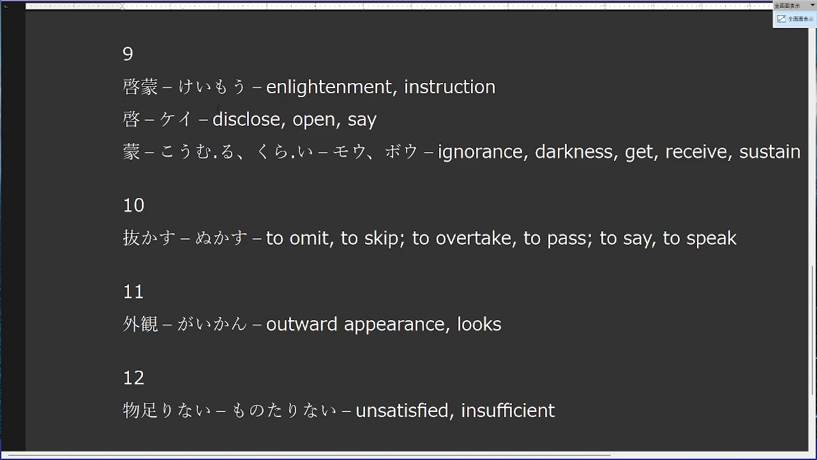I'm imagining a reporter busting open the door to his office and saying to his boss and disclosing something important that he's got to say to his boss, which is why he kicked in the door. Ke is disclose, open, or say. Kemo no ke is to disclose, open, or say, with the reporter kicking down the door to disclose or say something to the office.